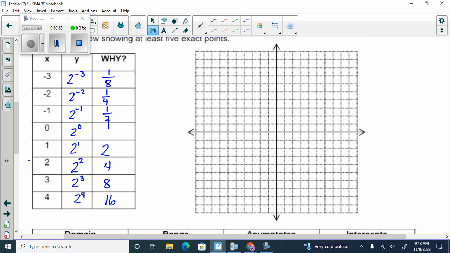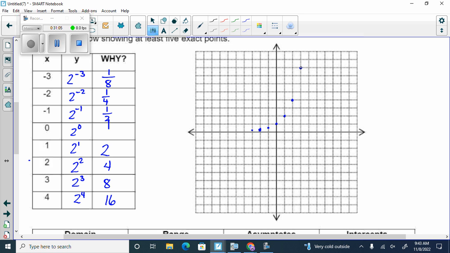So we have -3 and 1/8. So just close to the x-axis. -2 and 1/4, still close to the x-axis. But oh my gosh, board, work with me, whatever, really large point. -1 and 1/2, 0 and 1, 1 and 2, 2 and 4, 3 and 8, and then I'm done. Now, this graph has absolutely no numbers written on it.